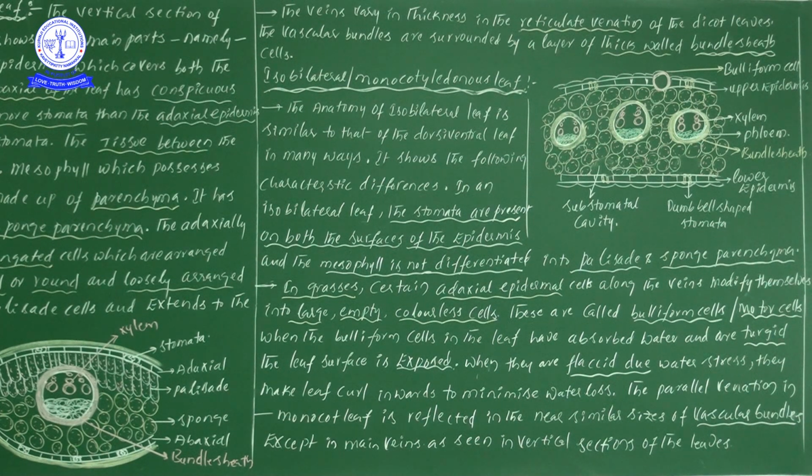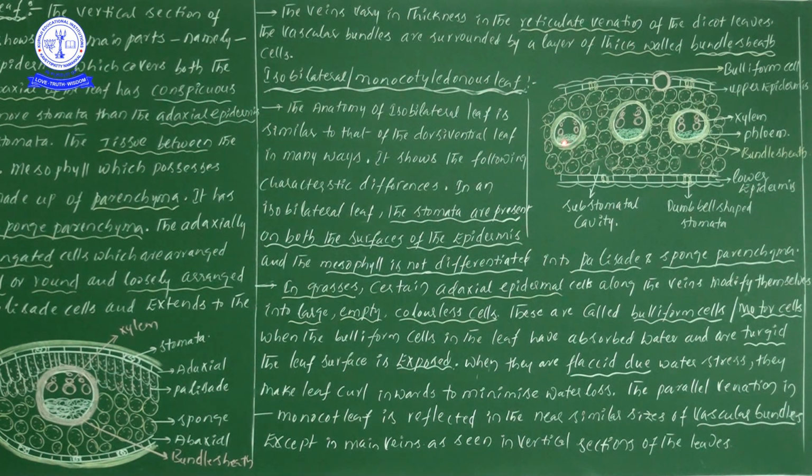Once we have seen this, here the upper epidermis is there, the lower epidermis is there, and between them the tissue we will take is just the mesophyll tissue. Next, these vascular bundles are surrounded by bundle sheath cells. Don't forget, the bundle sheath cell in the monocot leaf is made up of sclerenchyma. In a dicot leaf, the bundle sheath is made up of initially parenchymatous, later collenchymatous cells, but here in the monocot leaf, bundle sheath cells are made up of sclerenchymatous cells.